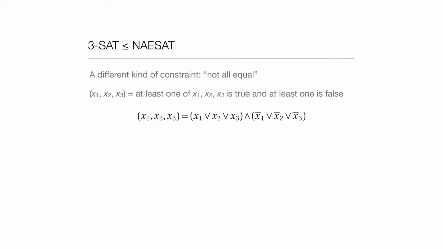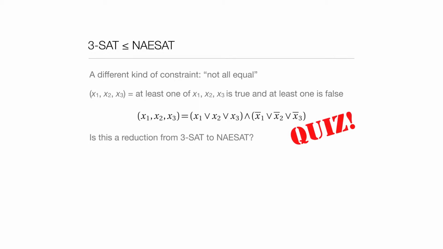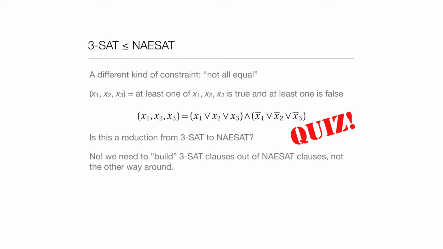We could write it in this way. We could say that x1, x2, and x3 have this not-all-equal relationship if x1 or x2 or x3 is true and x1 is false or x2 is false or x3 is false. Quiz! Is this a reduction from 3-SAT to not-all-equal SAT? Think carefully. No, it's not a reduction from 3-SAT to not-all-equal SAT. It's the other way around.